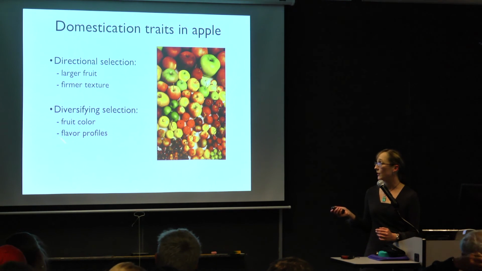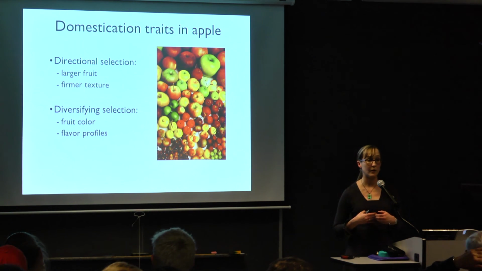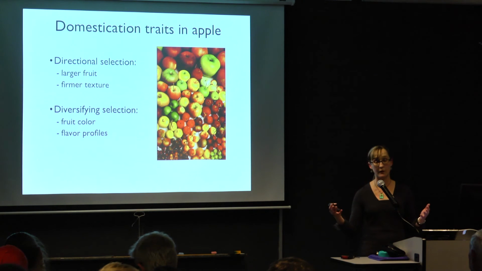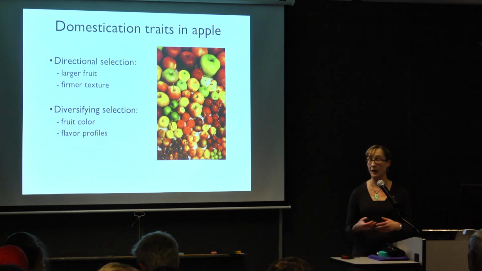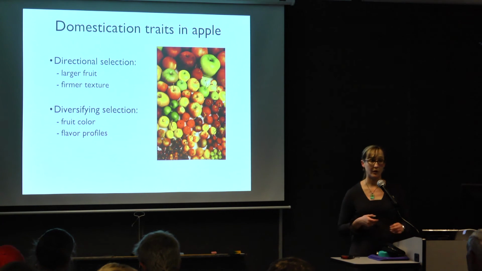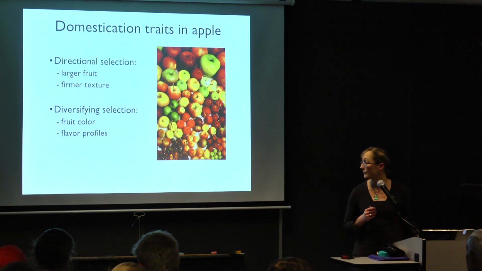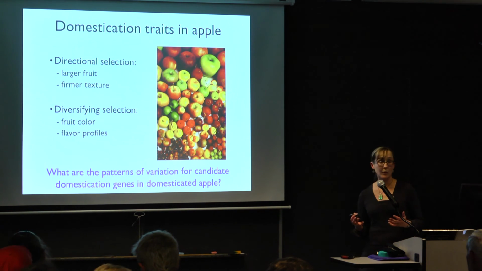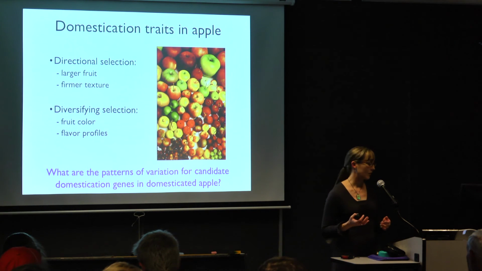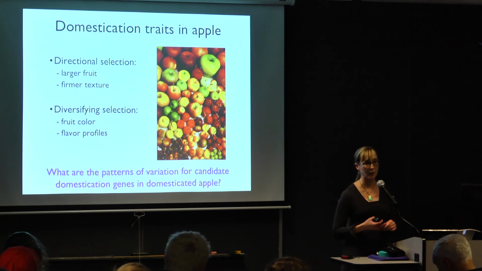And then we also have diversifying selection. Of course, that's present in every crop, but it may be particularly important in these perennial crops, where the fruit tends to show a wide diversity of phenotypes compared to the wild species. So I've just listed a couple things that are important: fruit color and flavor profiles. And this is actually a picture from the Geneva collection showing a lot of variation in domesticated apple. So basically, my question is, what are the patterns of variation for candidate domestication genes in domesticated apple?